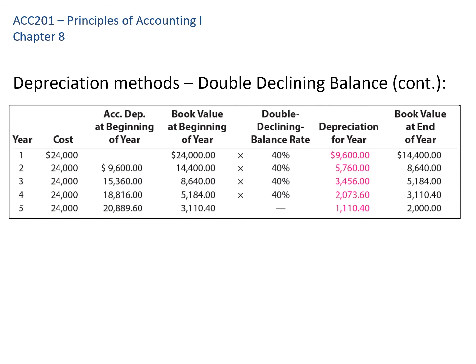I keep doing that math. When I come to the very end, in year 5, I've got a beginning book value of 3,110.40. If I multiplied it by 40%, I would record too much depreciation because I don't want the book value to go below the salvage value. So I fudge that number, 1,110.40, so that I end up with a book value of 2,000. So I hope that makes sense.